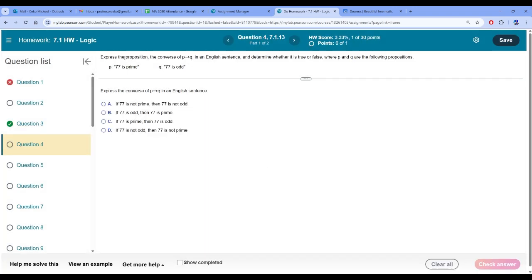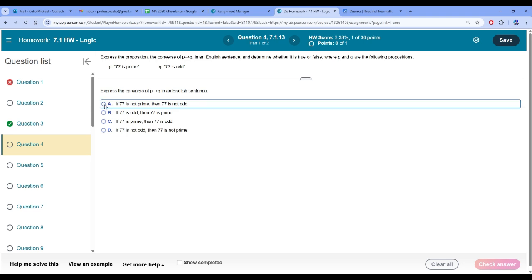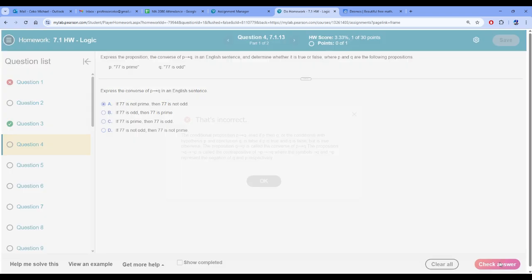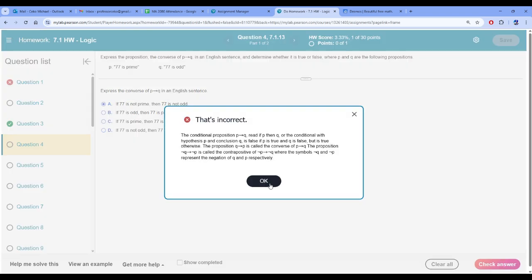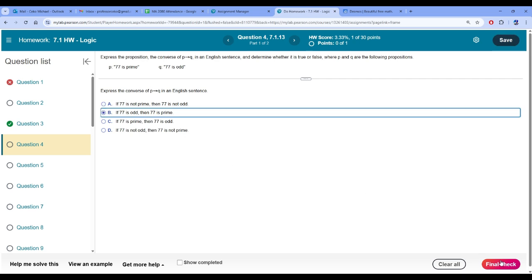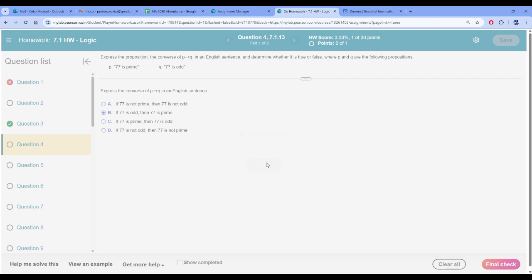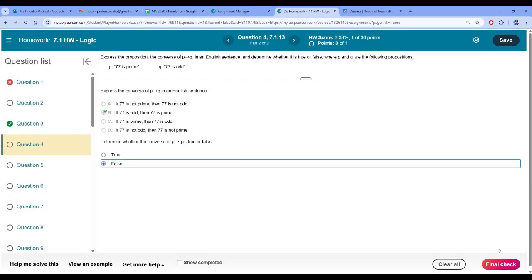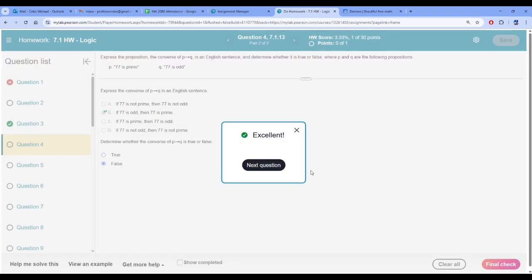Express the proposition P implies Q in an English sentence. 77 is prime, which implies 77 is odd. Express the converse in a sentence. If 77 is not prime, then 77 is not odd. I think that's the converse? No, the converse is if 77 is odd, then 77 is prime. Q implies P. That's false because a number that's odd, like 9, is not prime.